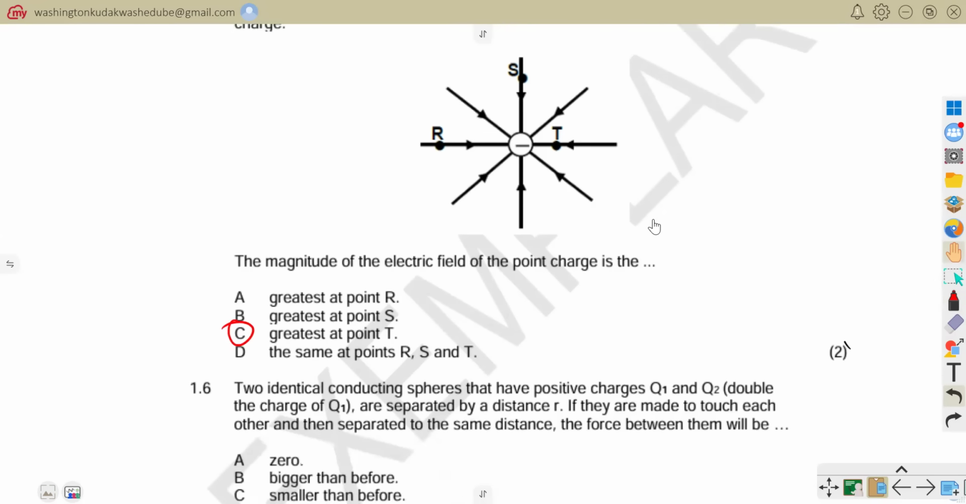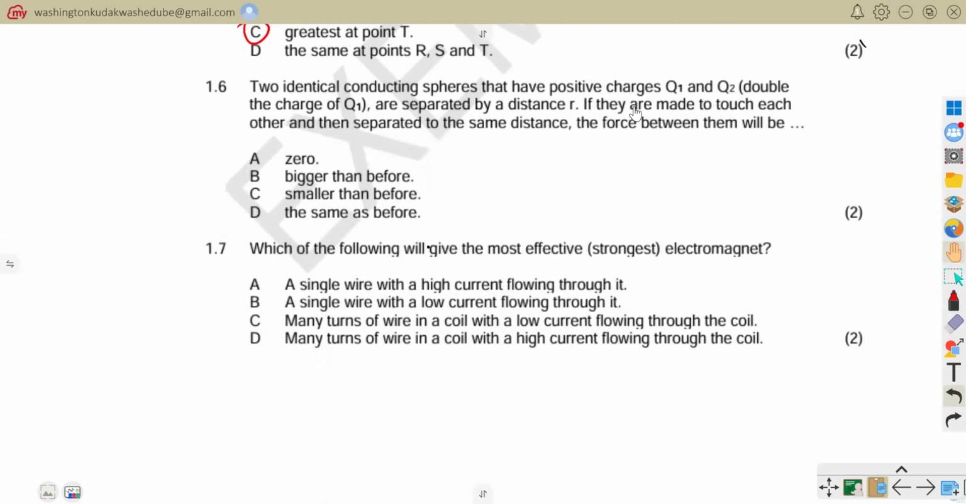Now let's go to 1.6. Two identical conducting spheres that have positive charges Q1 and Q2, where Q2 is having double the charge of Q1. So positive charges, we have got Q1 and then Q2, and Q2 has got 2 times the charge in Q1. Now they're saying they are separated by a distance of R, so the distance in between these two is R. If they are made to touch each other and they are separated to the same distance, the force between them would be what?